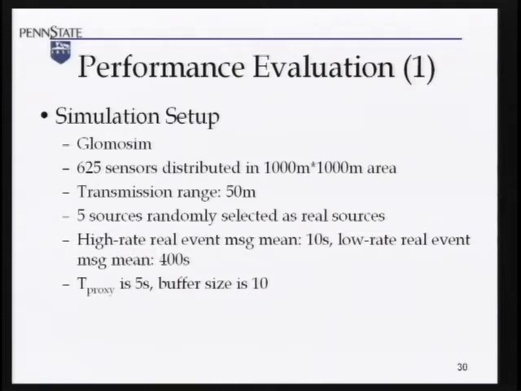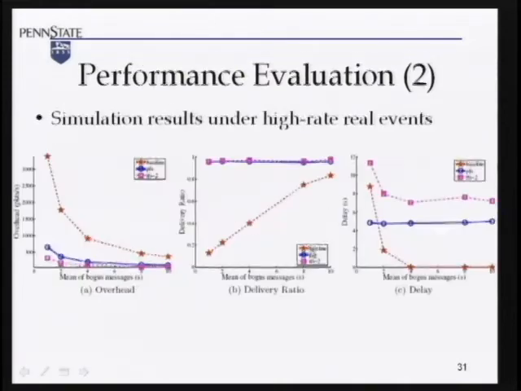Okay, so we simulated two scenarios. One is the high rate real event case. Another is low rate. For the real event, we cannot control what the actual rate is, so we want to use one case that is very high rate and another that is low rate. And this is the time interval for the proxy to send out the messages, and the buffer size here is 10.